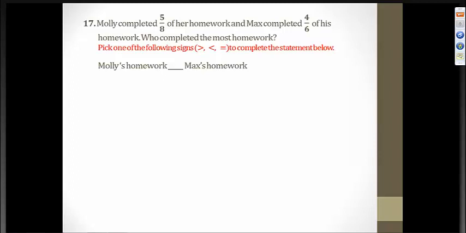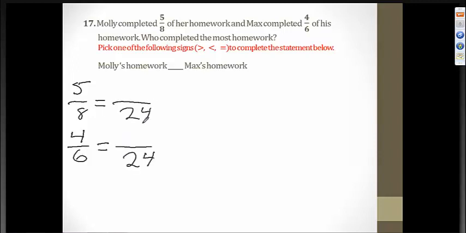One of the ways to compare fractions is to change them both into decimals, because it's easier for us to compare place value than it is to do this. Another way to compare fractions is by finding a common denominator and equivalent fractions. So let's take a look at that. My first fraction is 5/8. My second fraction is 4/6. Now what's a common denominator for both 8 and 6?